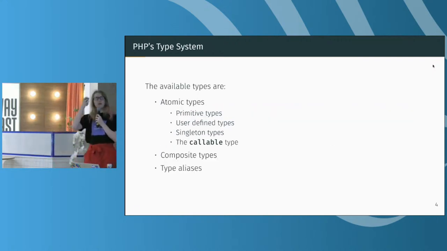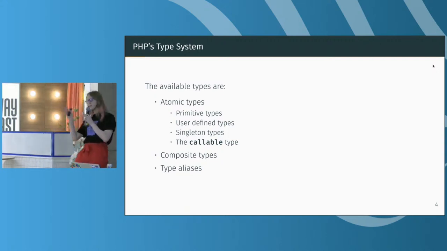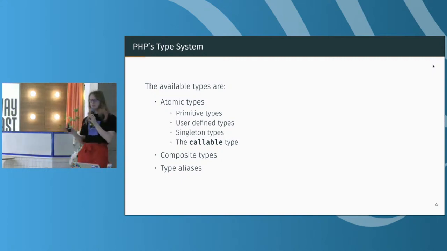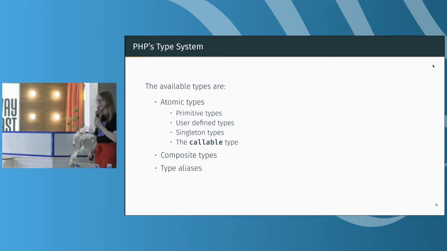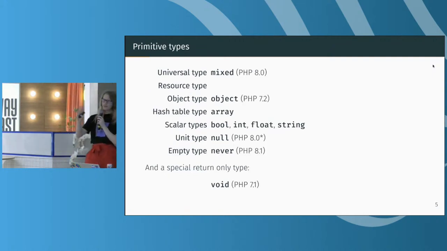So the available types in PHP: we group them in atomic types, which are a single unit, which include primitive types, user types, singleton types, and the weird special callable type. We have composite types, and then we have one type alias natively in PHP. There's a bit of type theory terminology mixed with it.